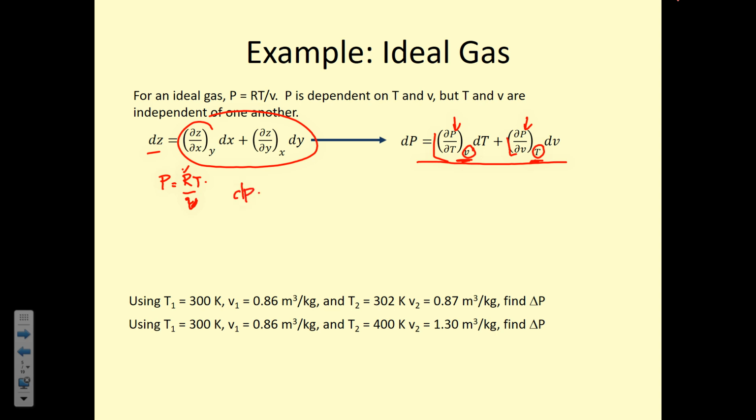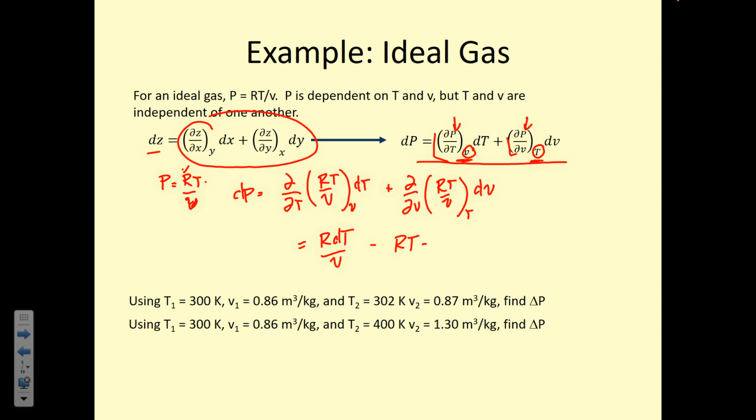So dP is equal to the partial derivative with respect to temperature of RT over V, while we hold V constant, dT, plus the partial derivative with respect to volume of RT over V, dV, as we hold T constant. If we take the derivative of each of these, it's R dT over V minus RT dV over V squared. Okay, so this is the equation.